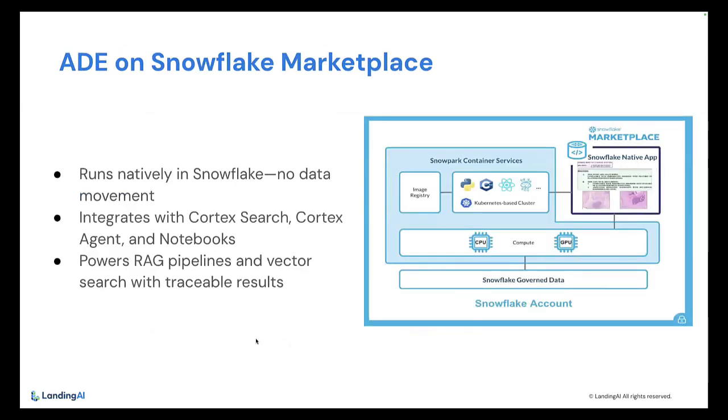Also of note, we're not going to be working in the Snowflake user interface today, but one option for ensuring enterprise security is to run our agentic document extraction entirely natively inside of Snowflake. So if you're listening today and you are a Snowflake customer, that is one option to get that enterprise security. And it's going to integrate with Cortex Search. You can use Snowflake notebooks along with our services. So this is one option for that security layer.